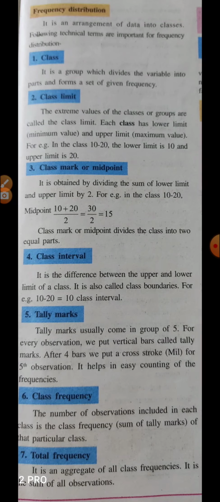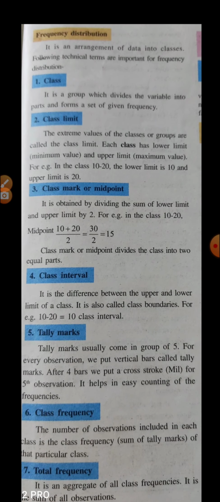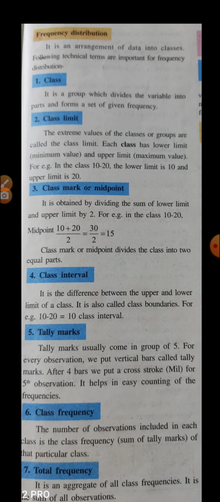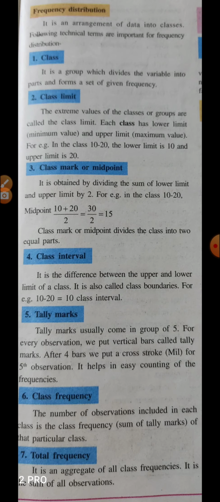So the first term is frequency distribution. It is an arrangement of data into classes. Next, what is meant by class?